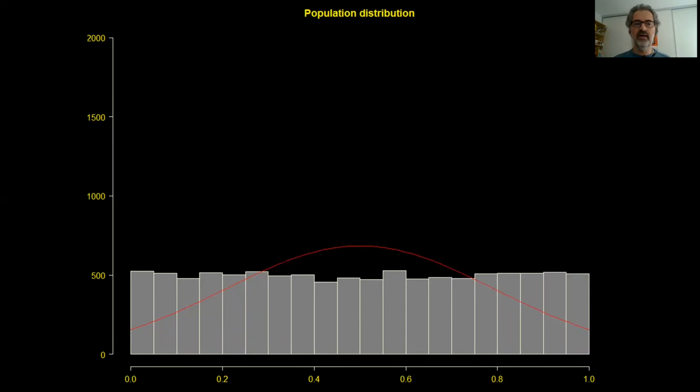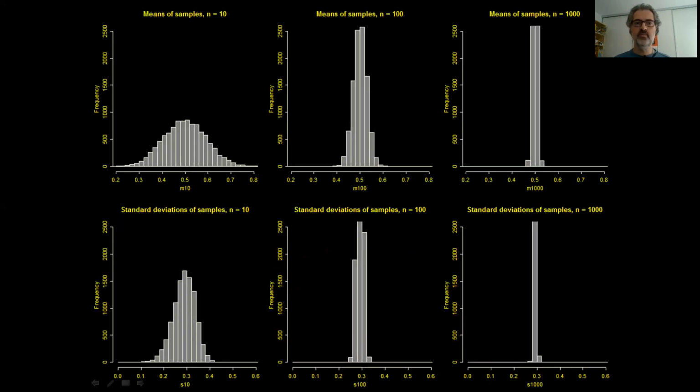And these are data actually uniformly spread over the range. So this is a uniform distribution. Let's sample samples of different sizes from this one. So 10,000 samples of size 10, 10,000 samples of size 100, 10,000 samples of size 1,000. For each sample, get the mean and standard deviation, and then plot the histograms of those means and those standard deviations. This is what we get.